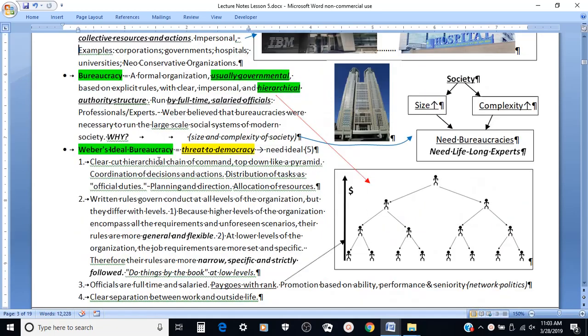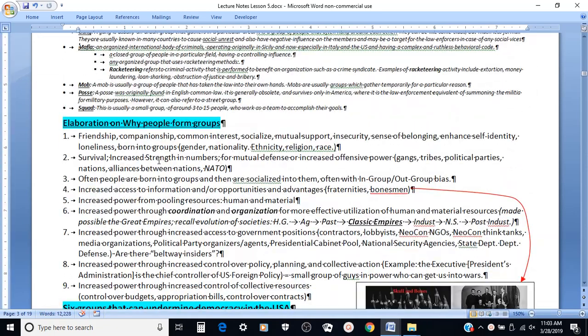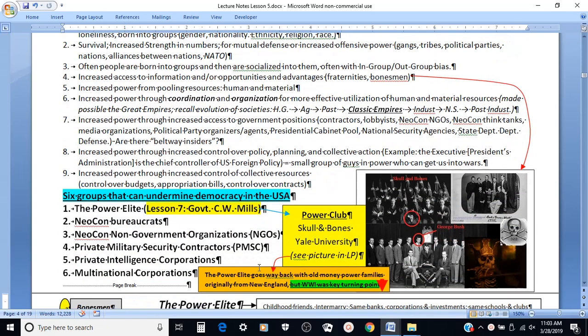Then we talked about reasons why people form groups, and I believe this was a very comprehensive list. I'm not going to review it all. And then we talked about 6 groups that can cause problems for democracy. I say that can undermine democracy in the USA.